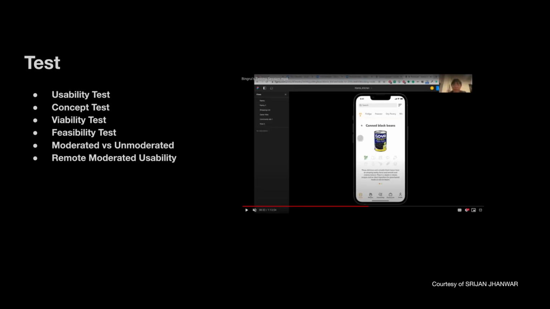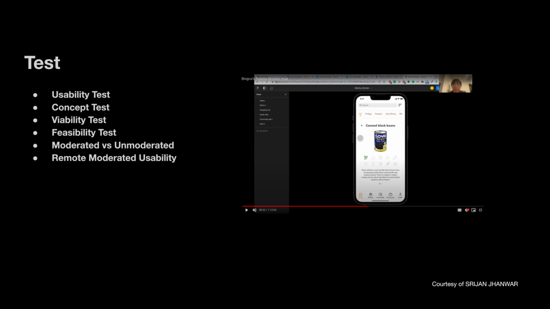And the next part is test. There are several types of tests: usability test, concept test, viability test, feasibility test. There's also unmoderated testing, using UsabilityHub, for example. They recruit for you, you pay $2 per user tester, and it's a nominal cost to get different types of tests, whether it's a preference test or a usability test, you name it.